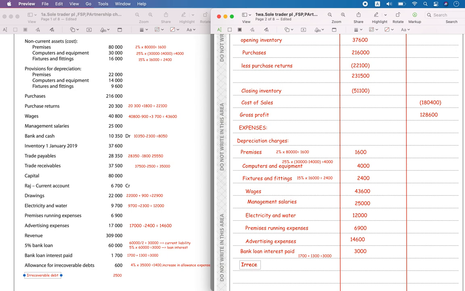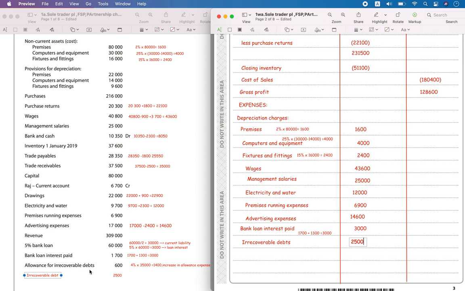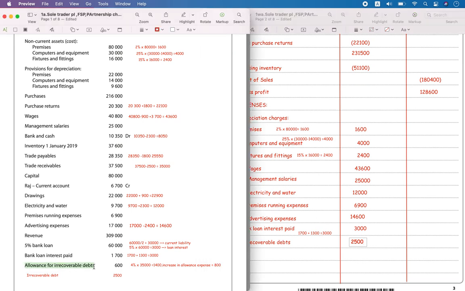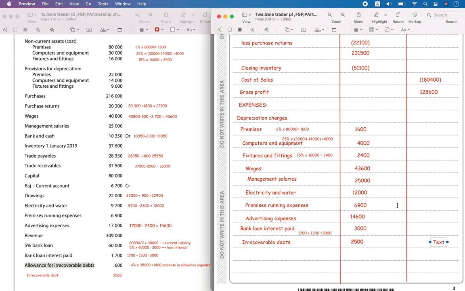Then you have the irrecoverable debt expense. That is around 2,500. And then finally you have the allowance for irrecoverable debt. The expense for this year is around 800. It has been an increase from the previous 600.